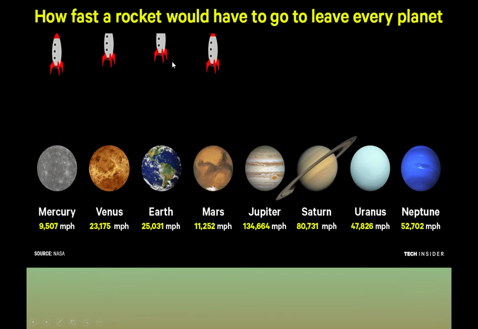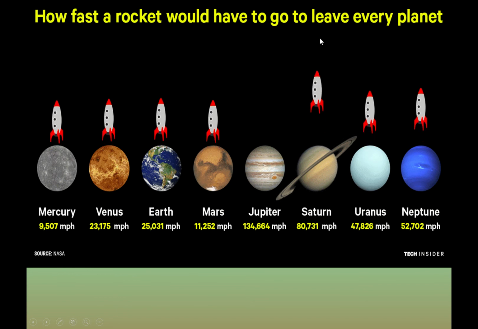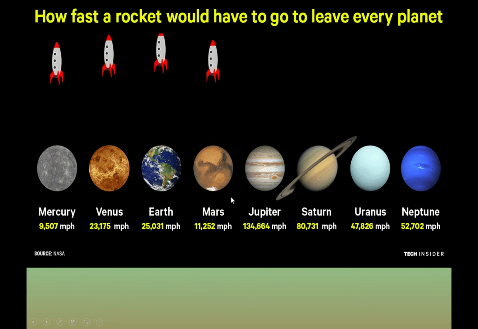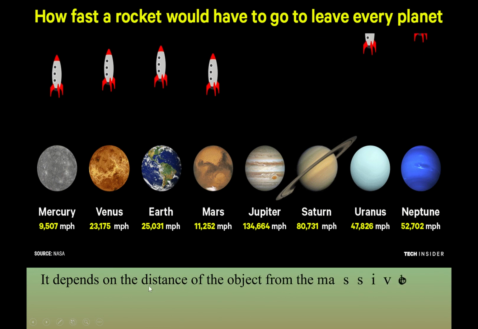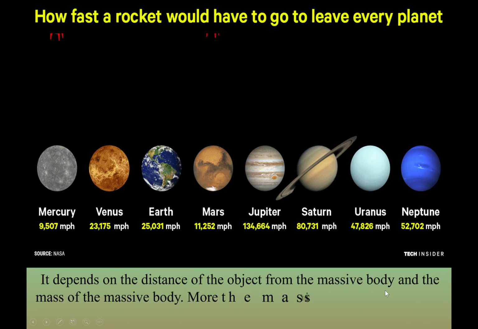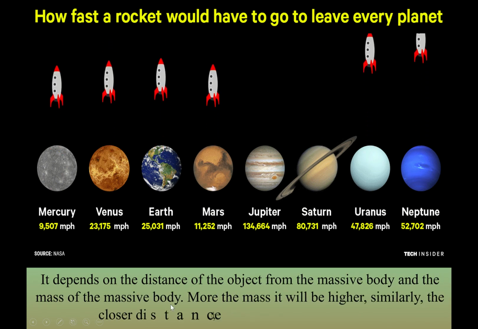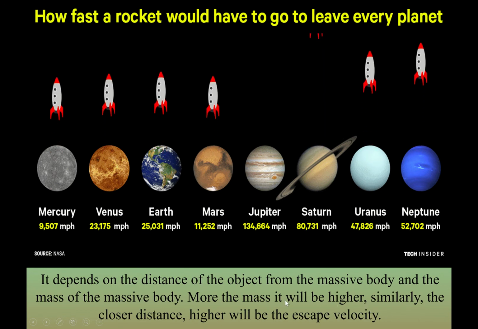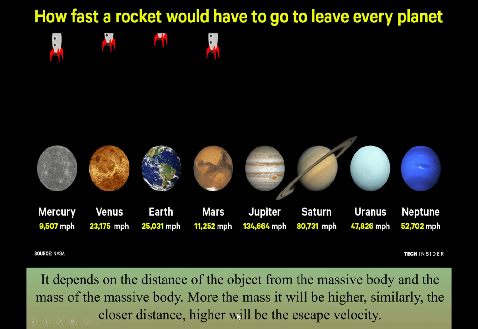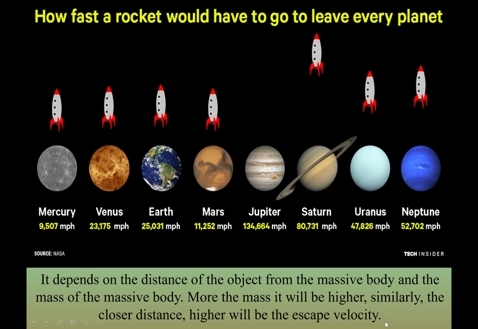How fast would a rocket have to go to leave every planet? It depends on the distance of the object from the massive body and the mass of the massive body. The more the mass, the higher it will be. Similarly, the closer the distance, the higher the escape velocity.